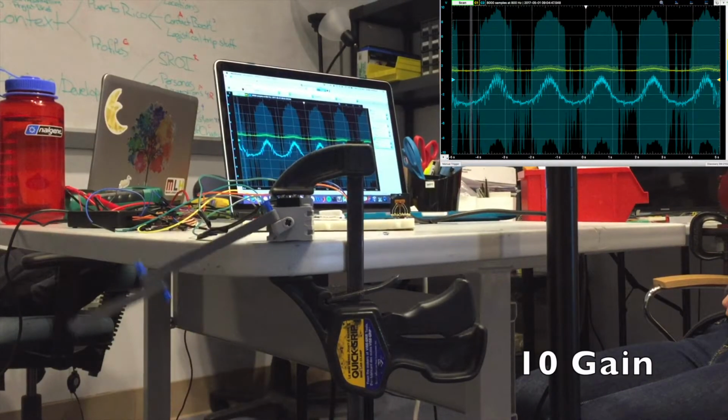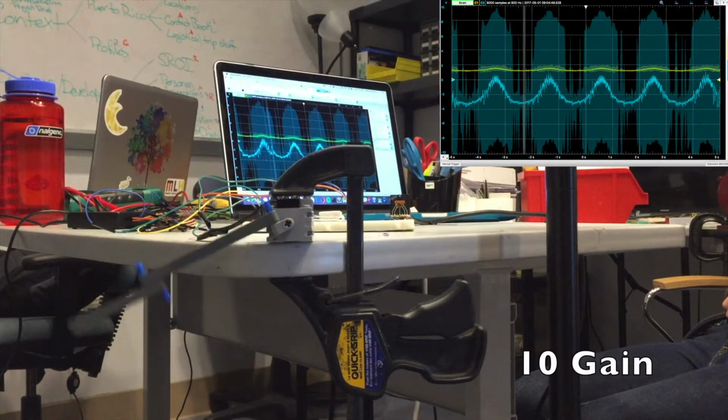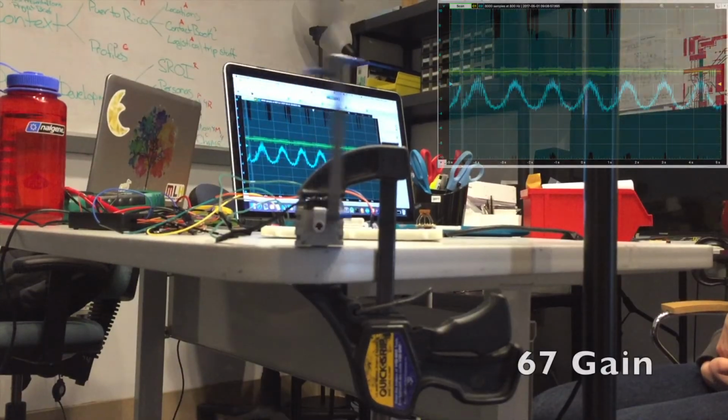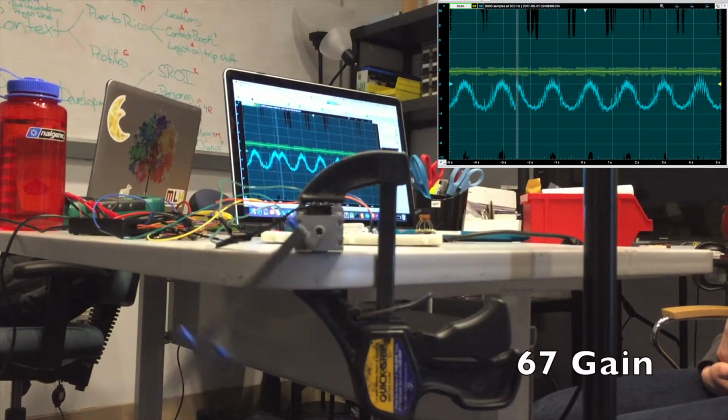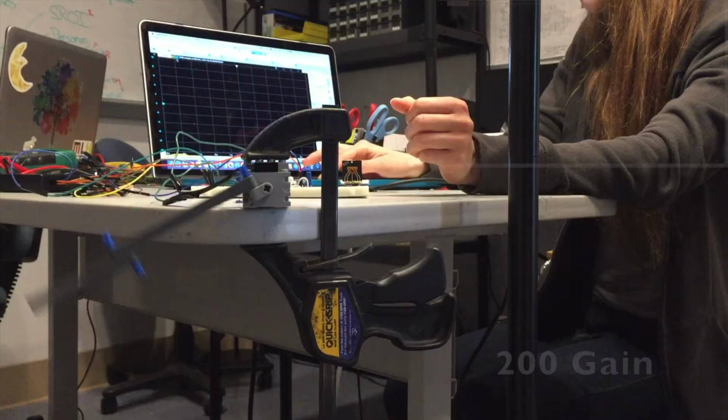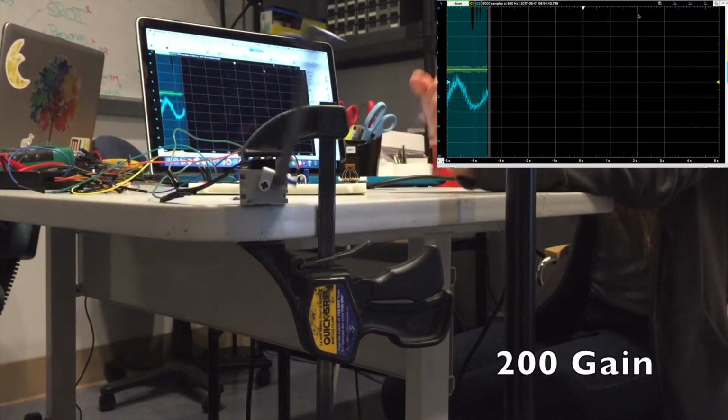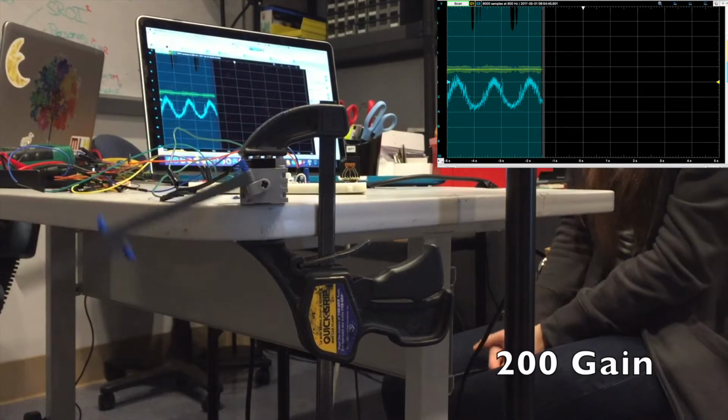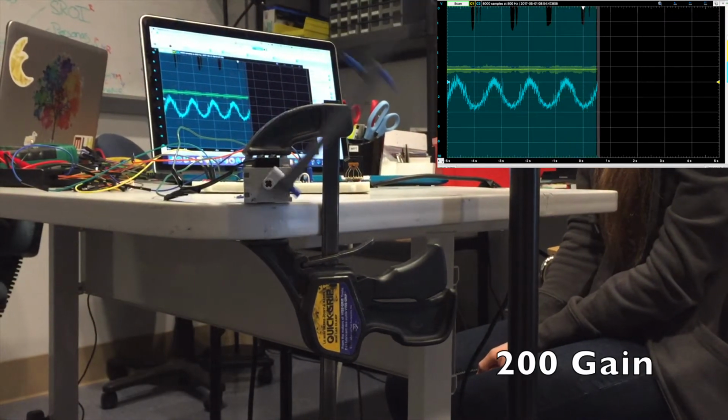Here is a gain of 10. Here is a gain of 67. Here is a gain of 200. You can see from our demonstrations that the higher the gain, the more constant the angular velocity stays.